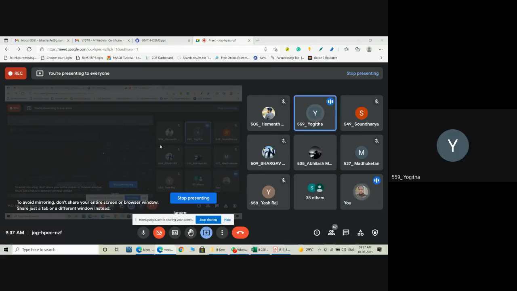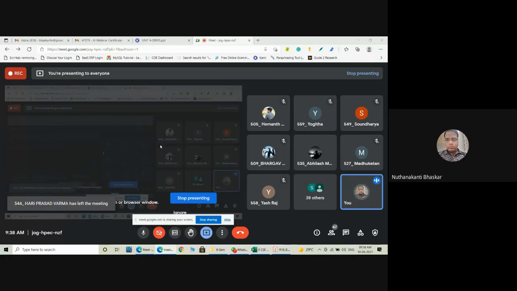Inserting the card, entering the PIN, and entering the amount we require. It is enough, Yogita. Just you have to insert the card and enter the PIN, then money will come. That is enough. Only 3 steps are there.